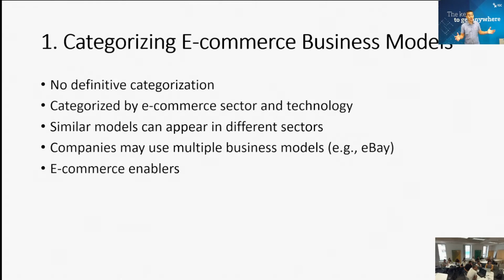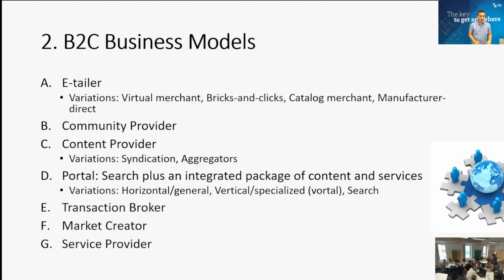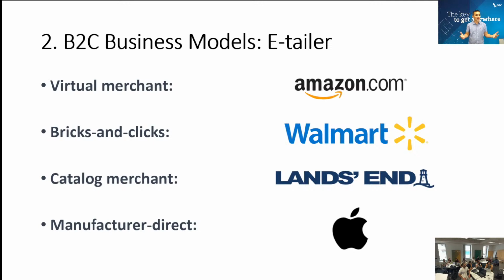Yes, we know a company that probably does everything, like Amazon, for instance. They are enablers, but for themselves. But there are some other companies that split these different types of services in e-commerce. So now, in terms of B2C business model, we have different categories. And there are variants and variations of these categories, as we are going to see. So we have the e-tailer, the community providers, the content providers, the portals, the transaction brokers, and the market creators and the service providers. Yes, if I just list them like that, probably you get no understanding of it. So let's go and look for some examples of them.